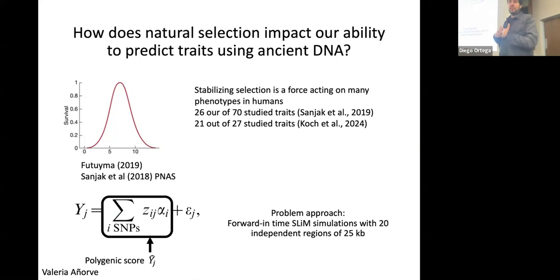So we decided to figure out if this particular evolutionary force could be a source of confounding for predicting traits in ancient humans. The way we tackle this is using a tool called SLiM, which does simulations. We did simulations with 20 independent regions of 25 kb. In these simulations, we simulate genetic variation that is acting on a particular trait. Then we assume that we can accurately predict the impacts of any genetic variant where we have variation in the present, and we use that information to try to predict the phenotypic value of an ancient individual.